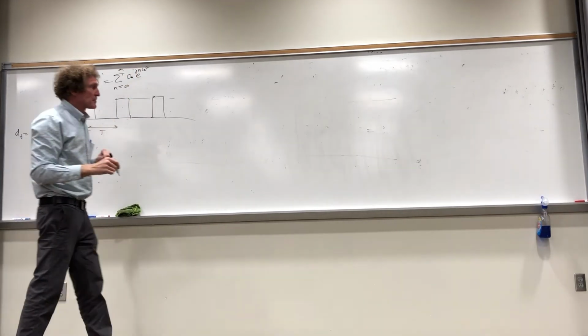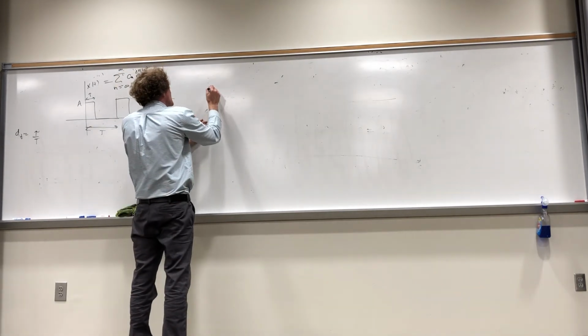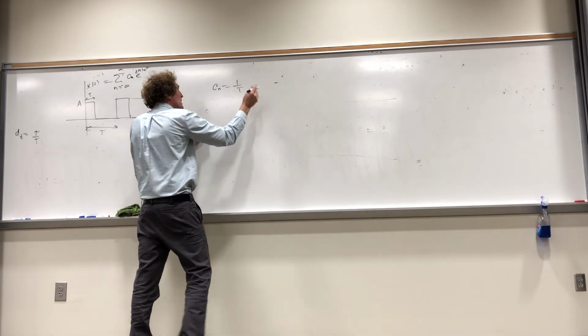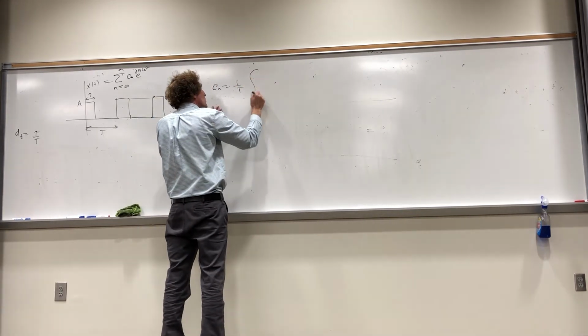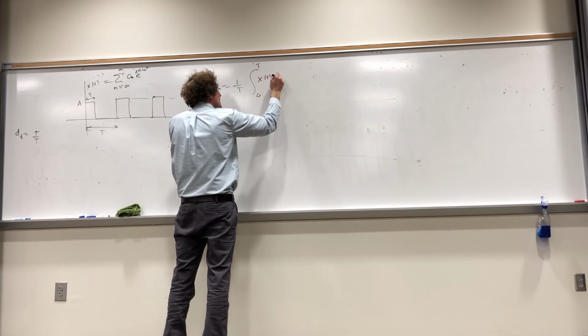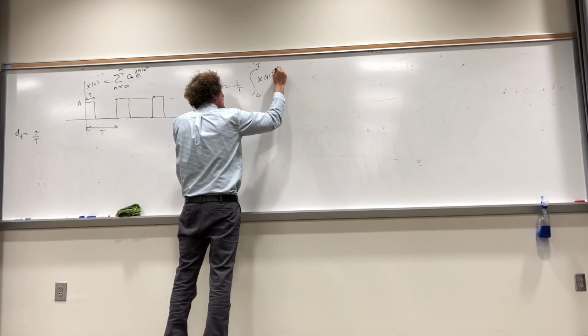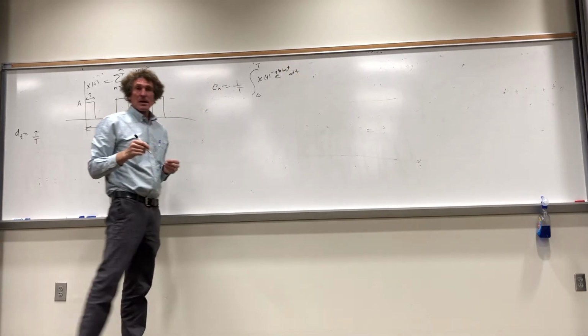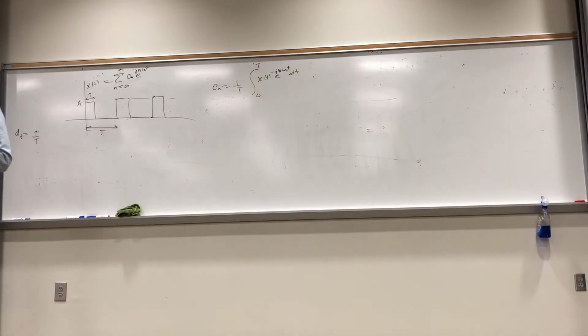The first thing I have to do is get what's called C0. Now, remember, C of n is equal to 1 over the period, right? The integral from 0 to T of x of t times e to the minus j n omega naught t dt. Correct, class? I'm going to make a few comments here. Write this down.